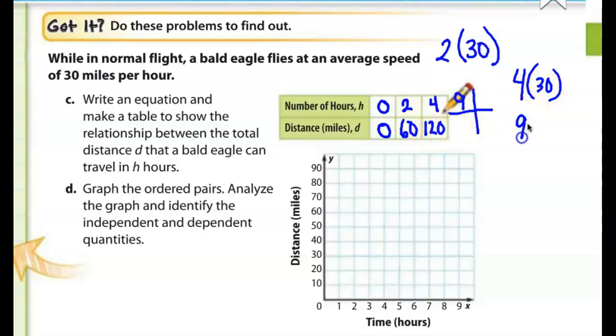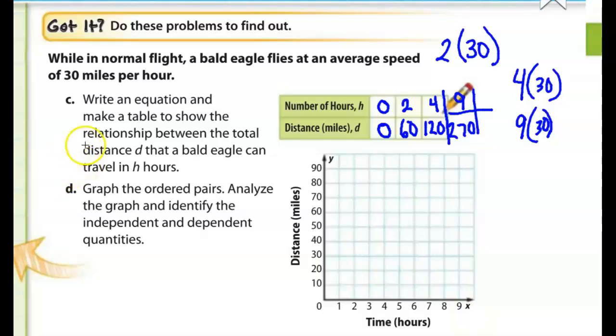And then we have 9 hours times 30. And what is 9 times 3? Exactly, 27. So this is going to be 270. All right, so put a little line there so we can make that clear.